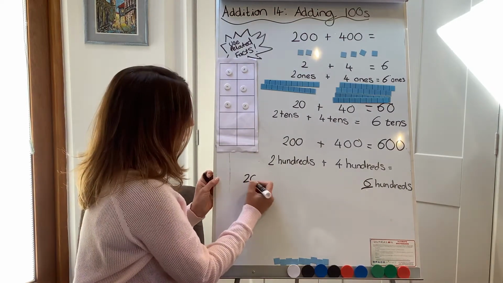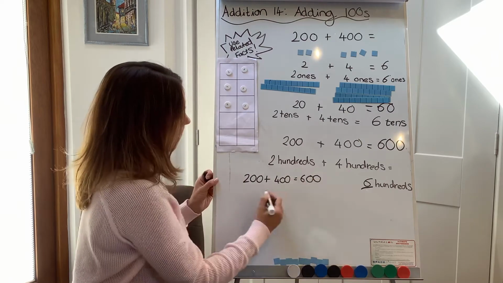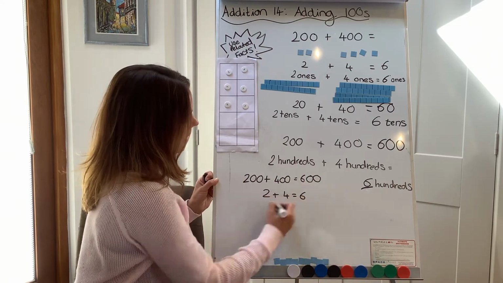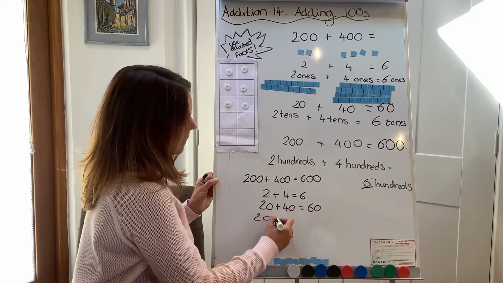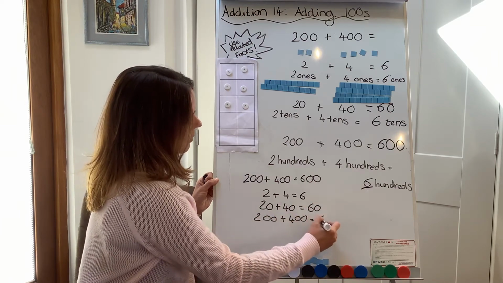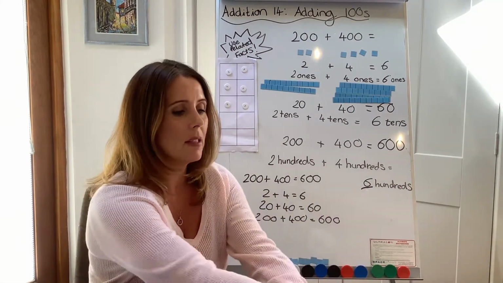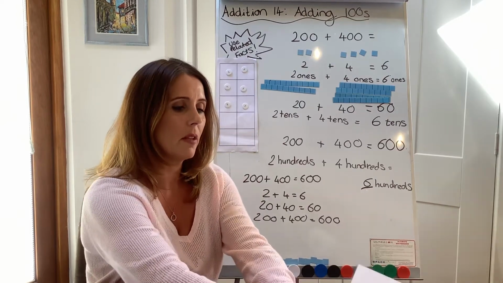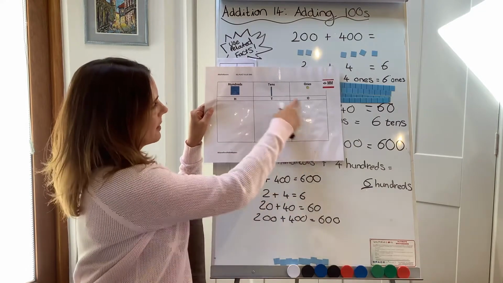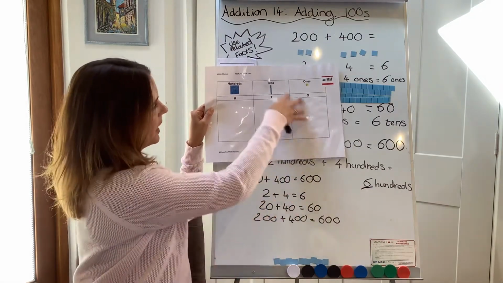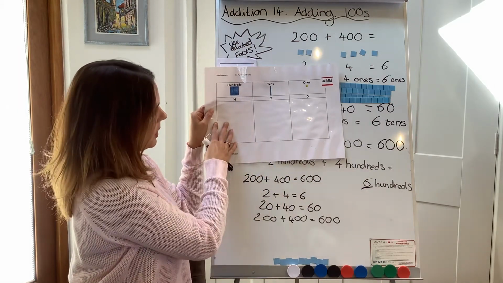Okay, so it looks something a little bit like this when it's compressed. So 200 and 400 is equal to 600. And I found that out by saying 2 and 4 is 6, 20 and 40 is 60, and 200 and 400 is equal to 600. I'm using my knowledge of our place value system that as the numbers move to the left, the number gets 10 times bigger. So the 6, 10 times bigger if we're doing 20 and 40 is 60, 10 times bigger again is 600.